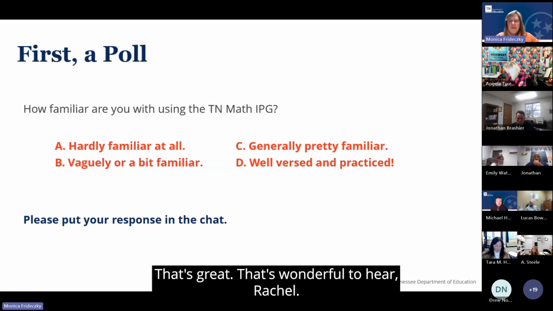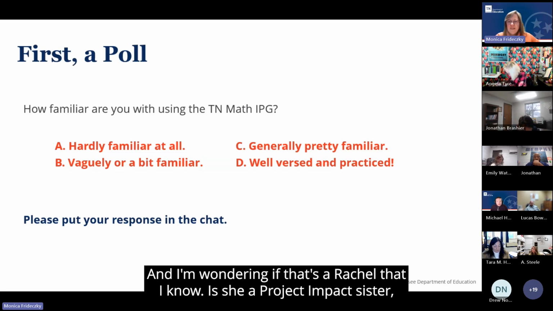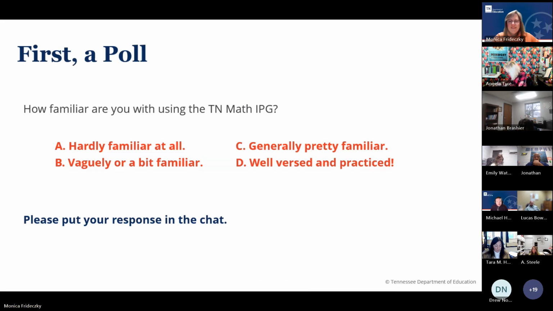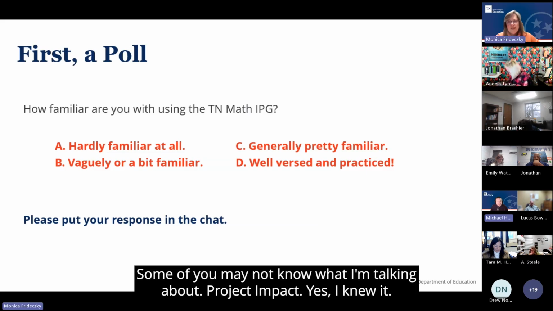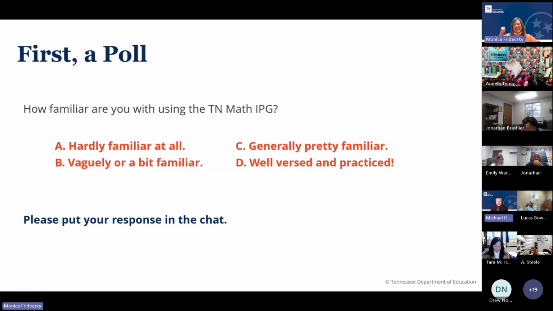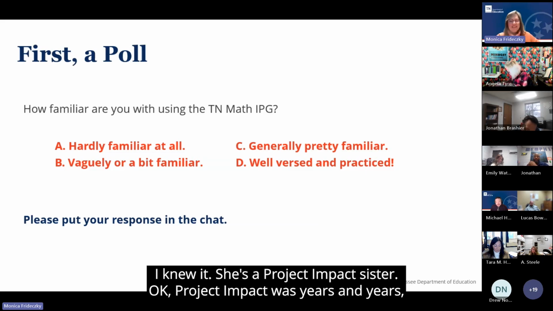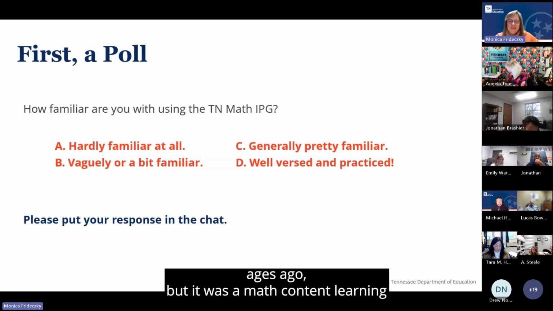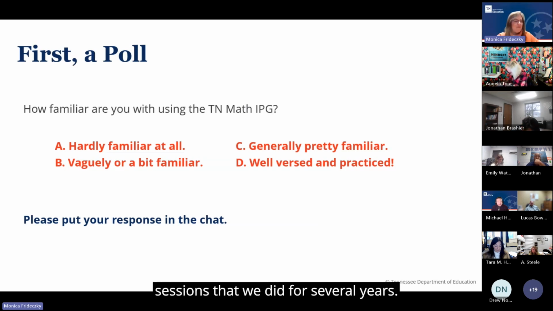And I'm wondering if that's a Rachel that I know. Is she a Project Impact sister, Rachel? Some of you may not know what I'm talking about. She says yes, Project Impact. Yes, I knew it. She's a Project Impact sister. Okay, Project Impact was years and years, ages ago, but it was a math content learning session that we did for several years. Okay, so thank you for sharing, you guys.